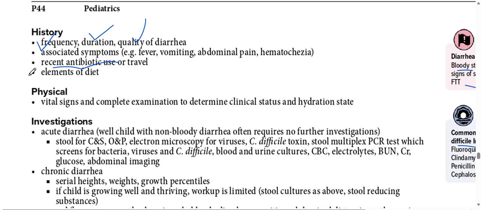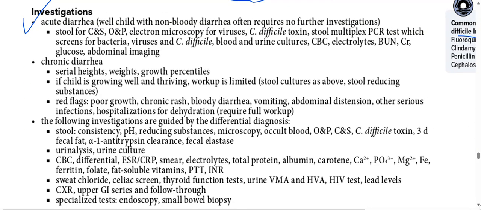Or travel history can be there, elements of diet. Now we have to check the signs of the child, like the dehydration status and everything. Investigations for acute diarrhea: what do we need to do? Acute diarrhea of a well child with non-bloody diarrhea often requires no further investigation. We don't need any investigations for acute cases of diarrhea which are non-bloody.